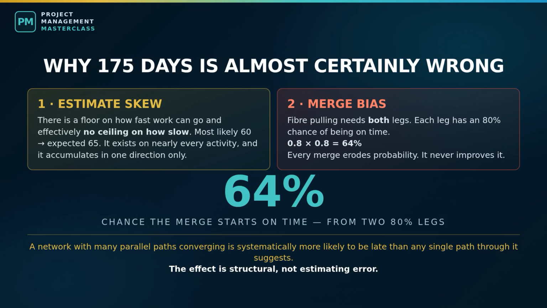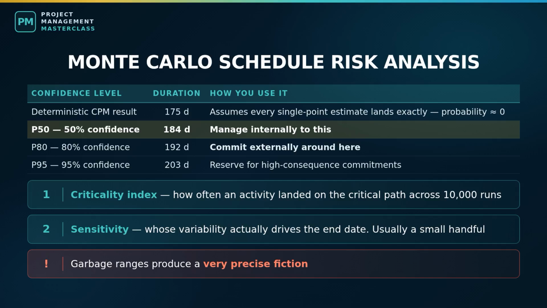So a network with many parallel paths converging is systematically more likely to be late than any single path through it suggests, and no amount of careful single-point estimating reveals that because the effect is structural. Our telecom program with 40 parallel zones is this problem at industrial scale, which is what schedule risk analysis and specifically Monte Carlo simulation exists to solve.